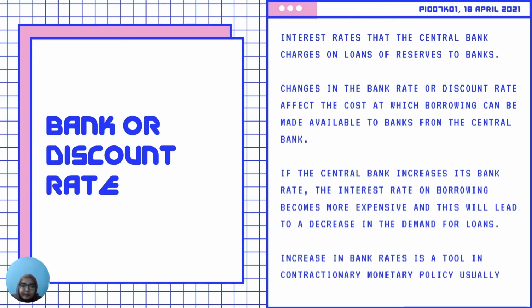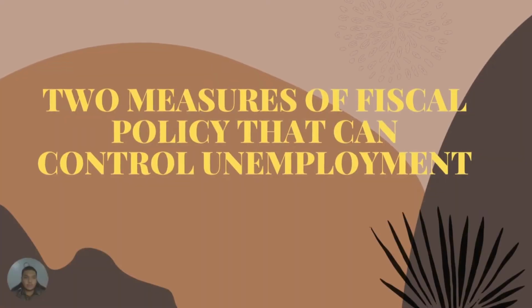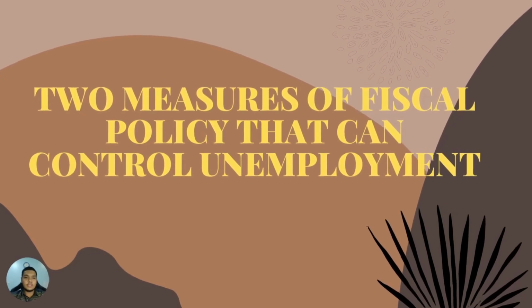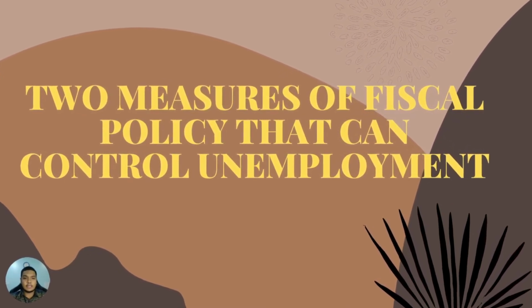And if the central bank increases its bank rate, the interest rate on borrowing becomes more expensive, and this will lead to a decrease in the demand for loans. And this increase in bank rates is a tool in contractionary monetary policy that is usually used during inflation. For this question, I will explain two measures of fiscal policy that can control unemployment.